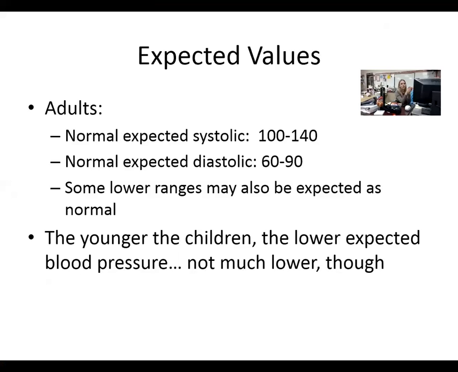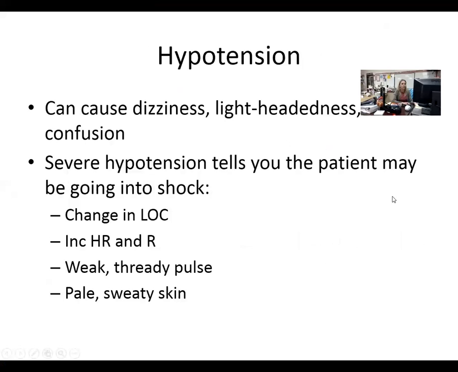Okay, but generally speaking, anybody over 135 consistently and over 90 on the bottom consistently is going to be diagnosed with hypertension. So these are your normal ranges, systolic and diastolic.